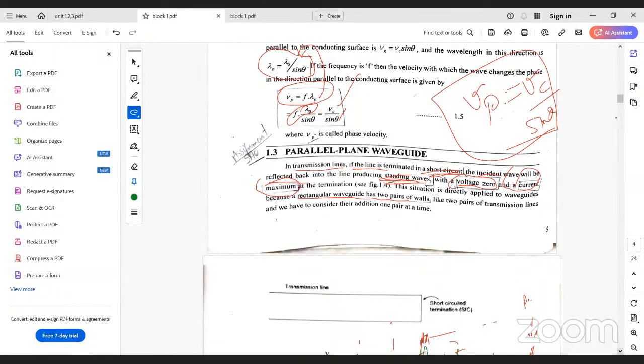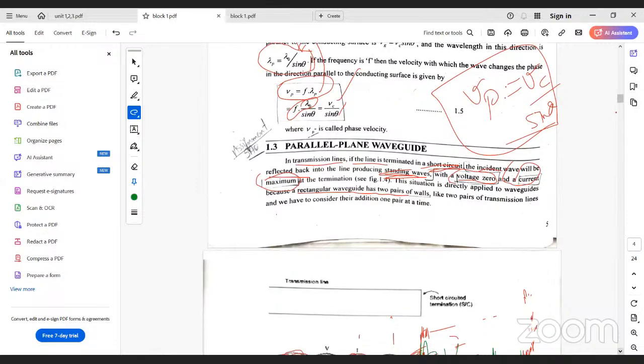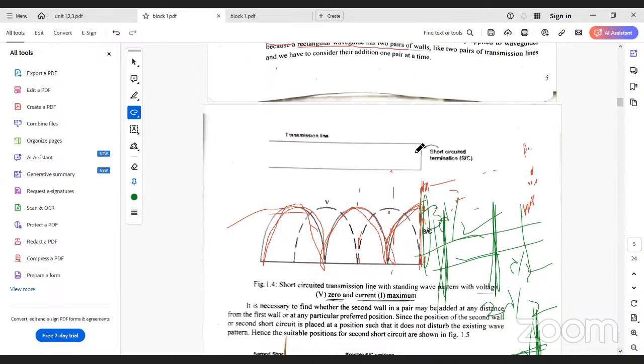Next topic is parallel plane waveguide. In a parallel plane waveguide, you will discuss the other end, which is short circuited. If the other end is short circuited, it reflects back in terms of a standing wave. Velocity is less, current is maximum.